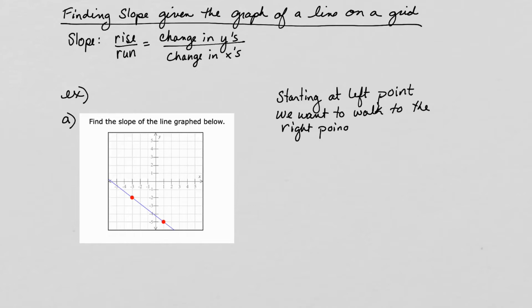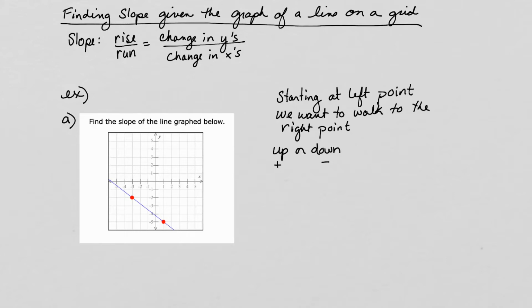And the way we're going to think about walking is, the first thing we're going to do is we're going to ask ourselves, do I need to go up or down? Okay, so up or down. If we have to go up, we're talking about positive slope. And if we have to go down, we're talking about negative slope. And then we're going to walk to the right.